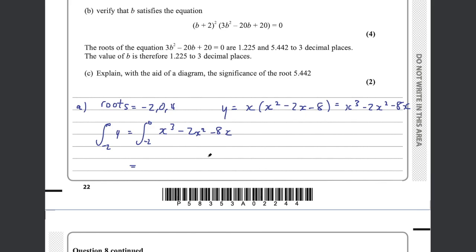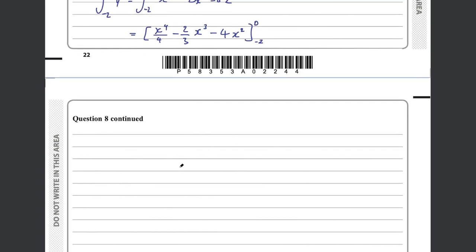And then using the power rule, this would be x to the power 4 on 4, take 2 on 3 x to the power 3, subtract 4, so 8 divided by 2 is 4x squared. And this again is from -2 to 0. And now let's go ahead and plug these in and subtract. So plugging these values in then, we have the upper boundary, subtract the lower boundary, so plugging 0 in, all of these terms have an x term, so that would just be 0.